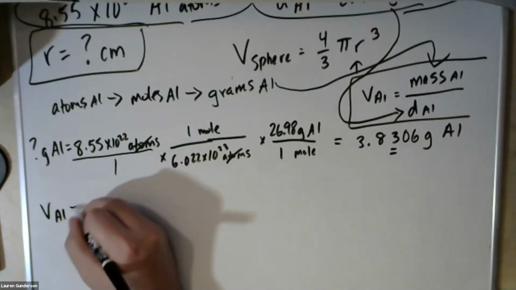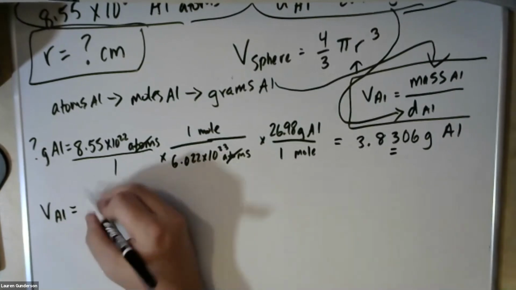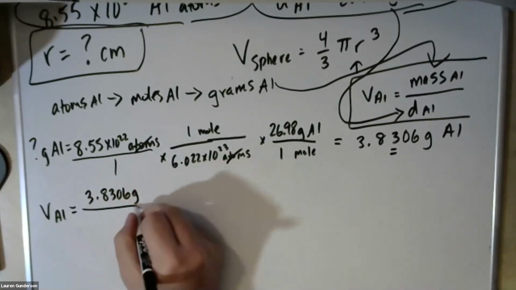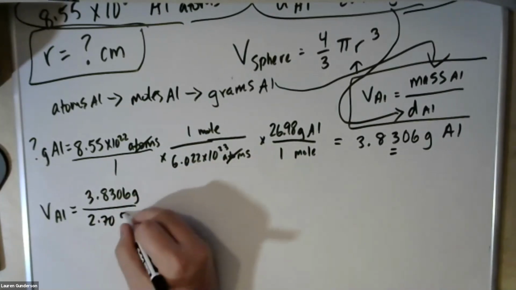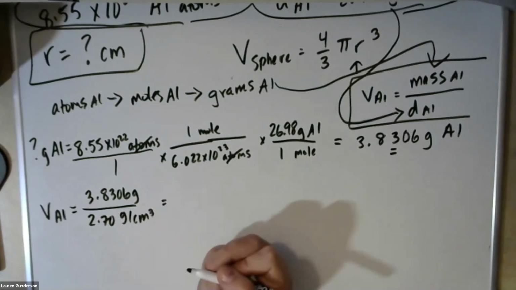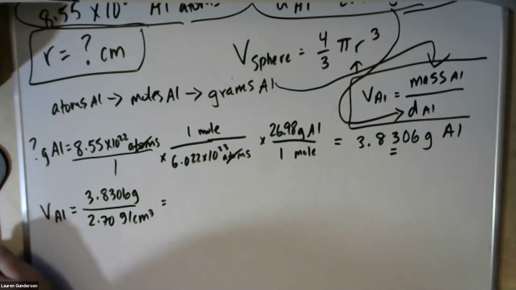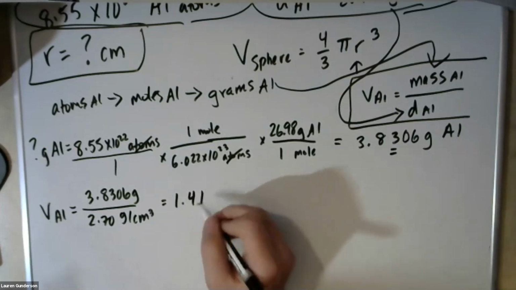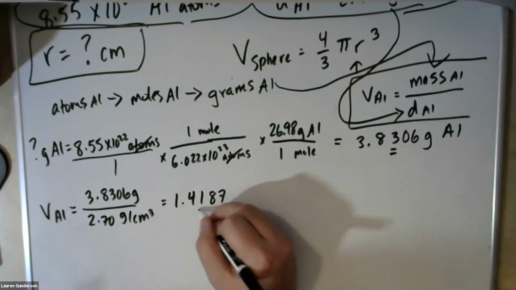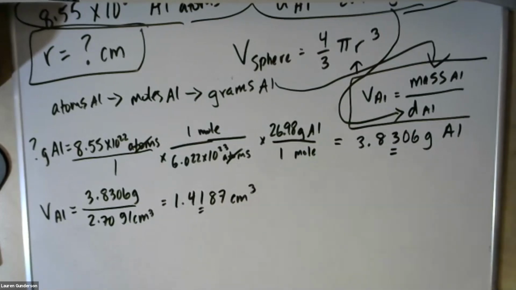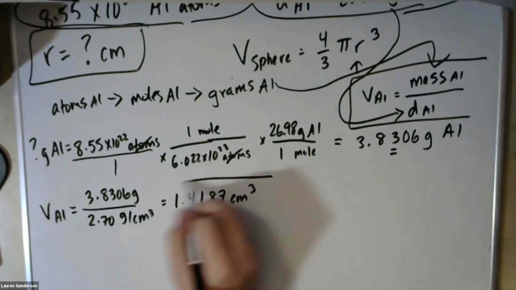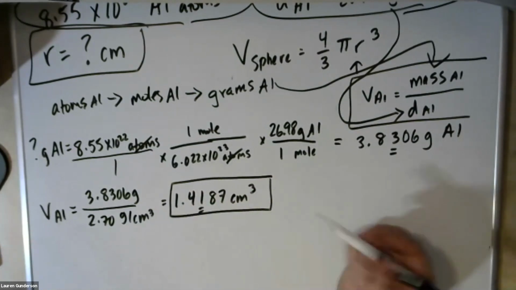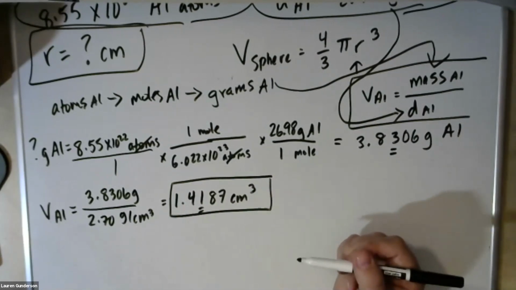The volume of aluminum is going to be the mass of aluminum divided by the density. So that's going to be 3.8306 grams divided by 2.70 grams per cubic centimeter. And that's going to be 1.4187 cubic centimeters. Okay, so this is the volume of my sphere. That's the volume of the aluminum I have. And I know it's in a spherical shape, so the volume of my sphere has to be this value.